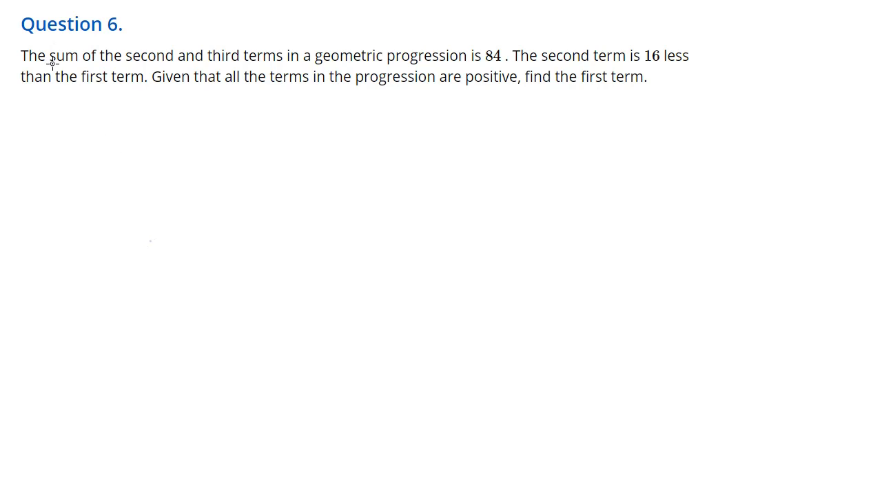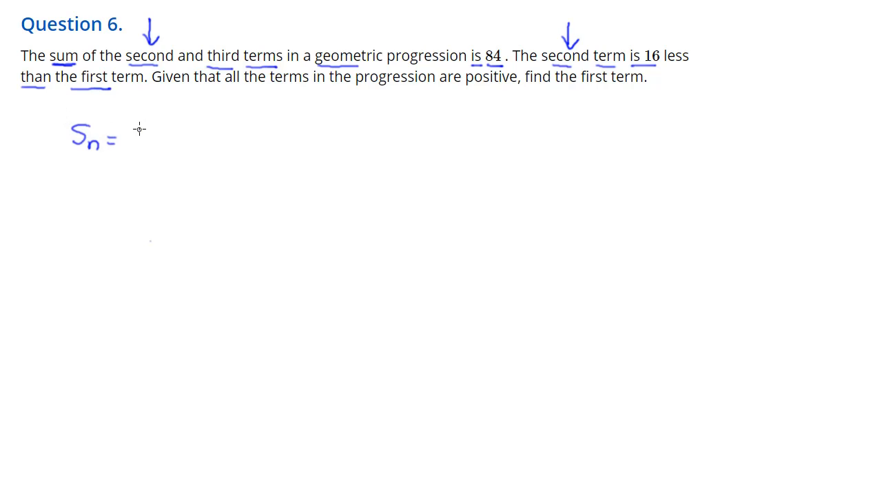All right, so we've got the sum of the second and the third terms of a geometric progression is equal to 84. And the second term is 16 less than the first term. Given that all the terms in the progression are positive, find the first term. All right, so you'll notice how they reference the second term twice. That's interesting.